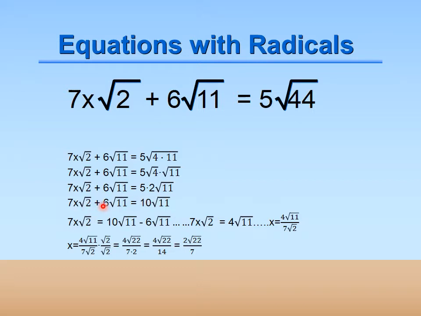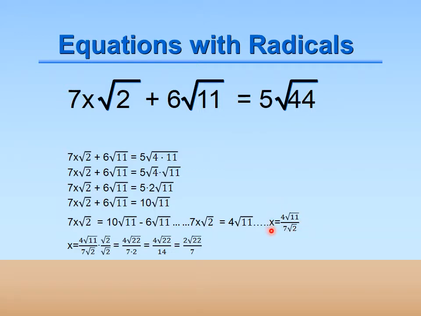The first thing I do is take care of this plus 6 square root of 11 by subtracting 6 square root of 11. So now I've got 7x square root of 2 equals 10 square roots of 11 minus 6 square roots of 11. And that gives me 7x square root of 2 equals 4 square roots of 11 because 10 minus 6 is 4. Now, my last step is to divide both sides by 7 and the square root of 2. So now I get 4 square roots of 11 over 7 square roots of 2.